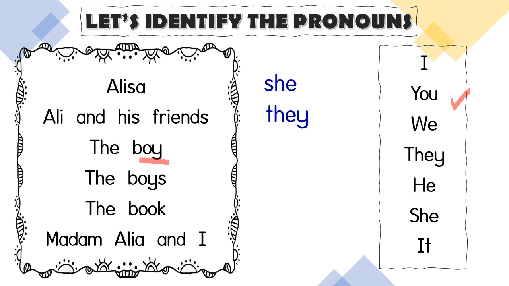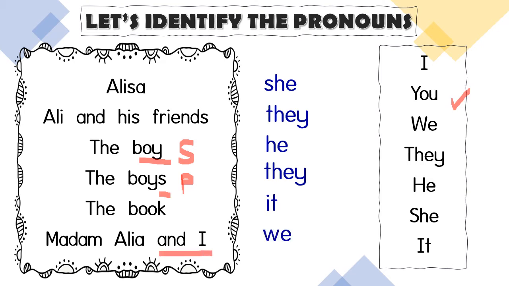What about the boy? Okay, the boy here without S is singular, seorang sahaja. Okay, tetapi apabila boys ada S, ia menunjukkan ramai atau lebih dari seorang. So this is singular and this is plural. Okay, so for the boy, the pronouns is he. What about the boys? They. The book, it's Madam Alia and I. Okay, and I. So we. Okay, we.